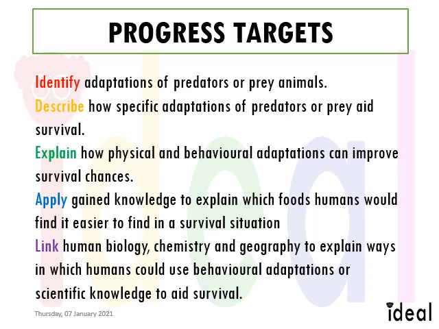So for example, you might say, today or for the last 2 lessons, I can now explain how physical and behavior adaptations can improve survival chances. Excellent. For me to improve, I've got to apply gained knowledge to explain which food humans would find it easier to find in a survival situation. So that was just an example there. Remember, if you say you can explain, you can also do describe and identify as well. Okay, so the one below it is your target.